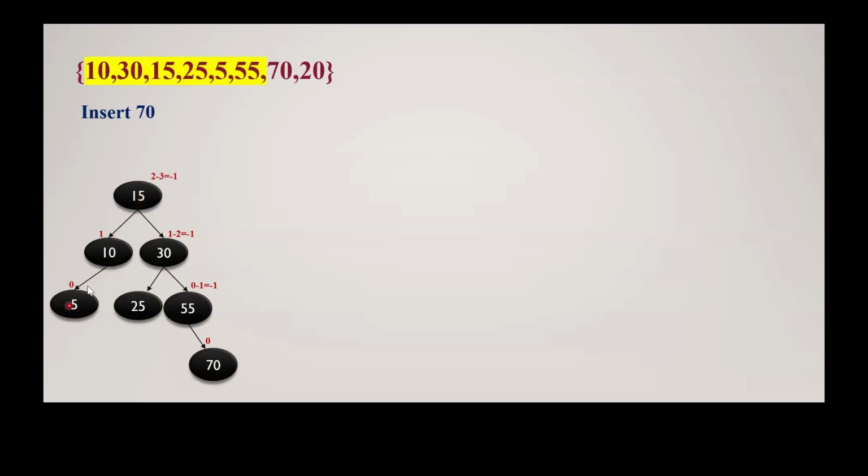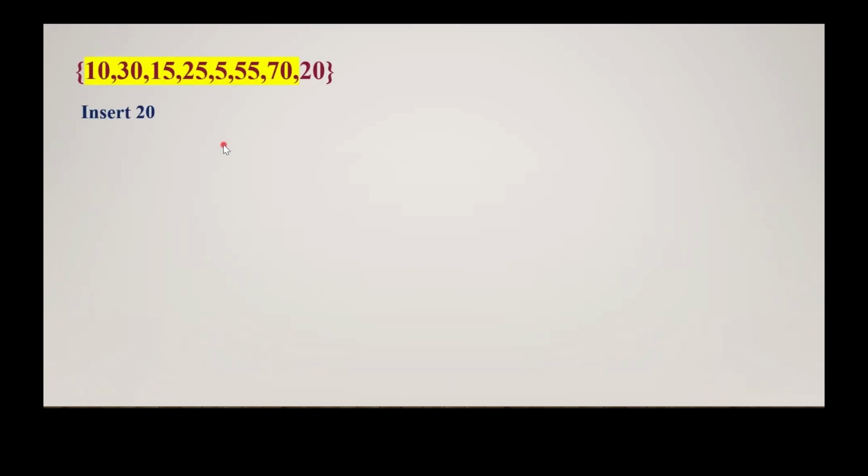Then here, height of left subtree is 2, height of right subtree is 3, so minus 1. This is also a leaf node, so it is 0. This one also a leaf node, so it is 0. So it is balanced because all the nodes have the balancing factor minus 1 or 0 or plus 1. So it is a balanced tree.